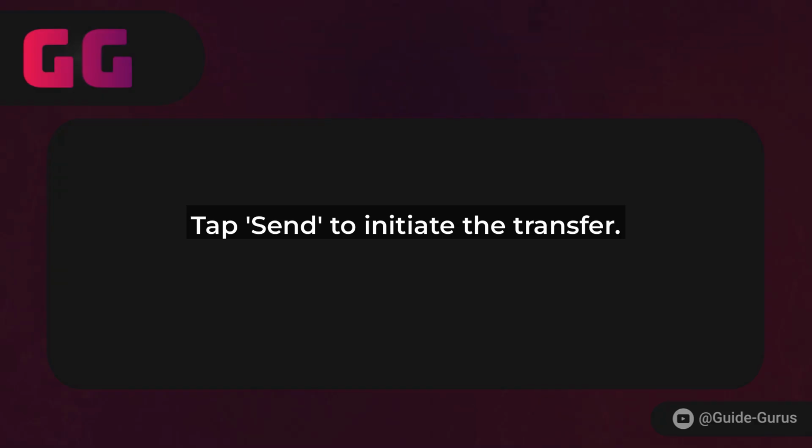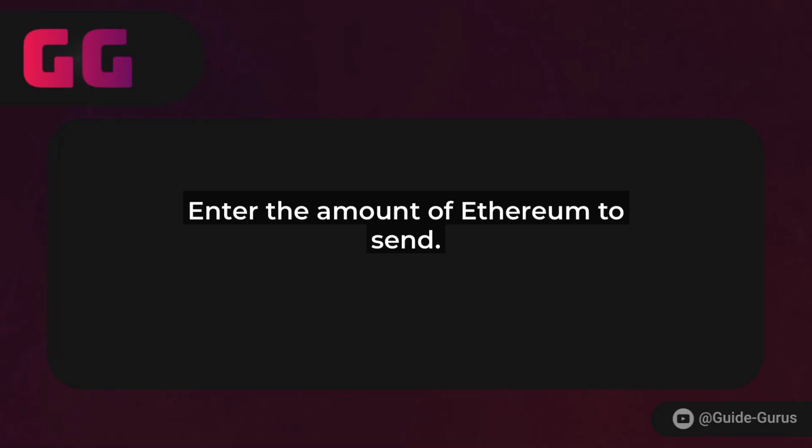First things first, make sure you have the Trust Wallet app installed on your phone and a verified Binance account set up. You'll also need some Ethereum in your Trust Wallet to transfer. Remember, in 2025, crypto transactions might have updated fees and security features, so always double-check the latest guidelines on both platforms.